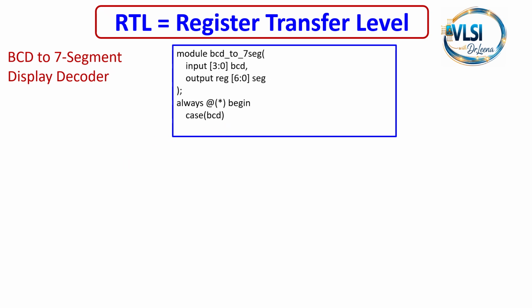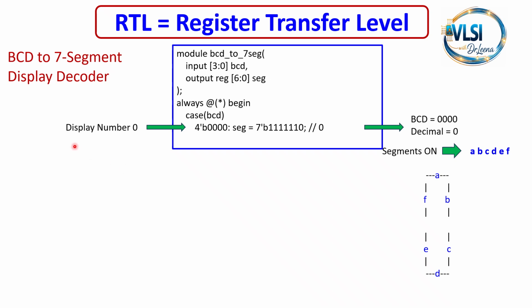Now let's see how it is selecting the pattern. You see, first we need to display the number 0. So we are giving 4-bit binary 0000. For the 4-bit binary 0000, the segment is equal to 7-bit binary 111110. That is, it will be displaying 0.